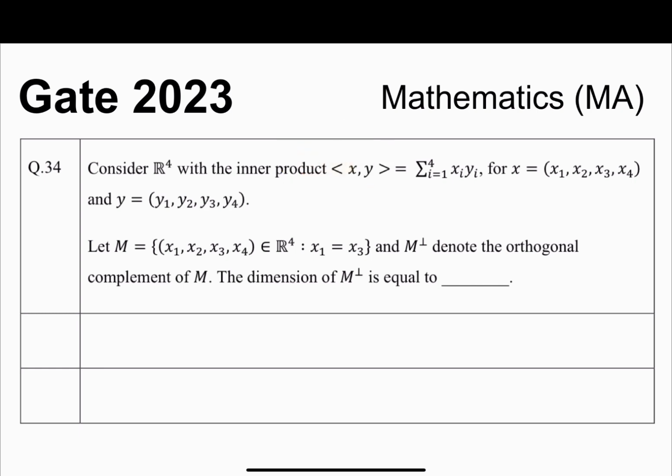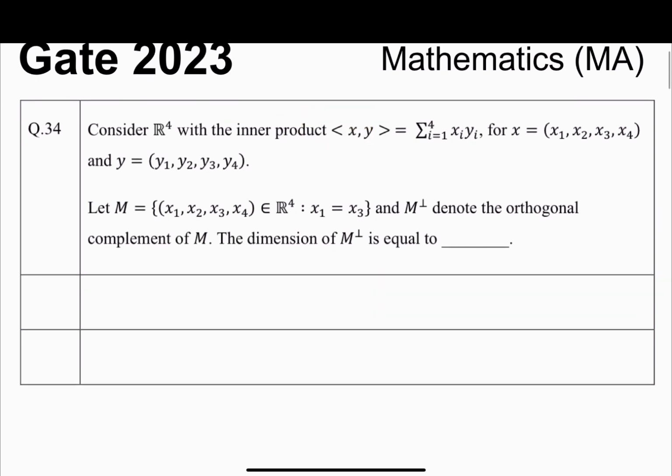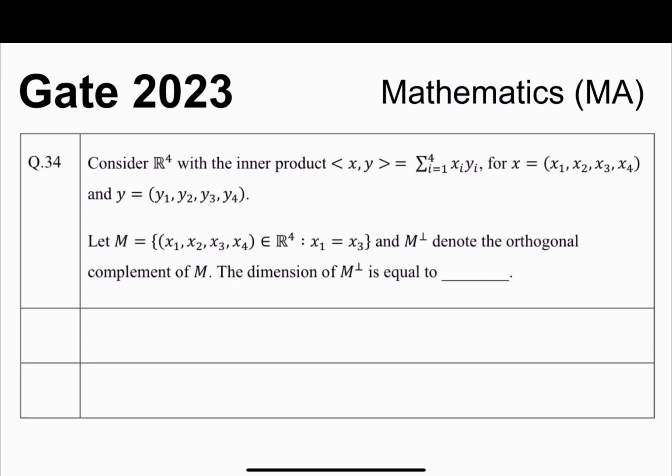Okay, so today we will solve a GATE 2023 mathematics question from linear algebra. This is question number 34, a 1 mark question. It says: consider R4 with the inner product. The inner product of x and y is defined as the summation of x_i y_i, with i running from 1 to 4, where x is this vector in R4 and y is this vector in R4.